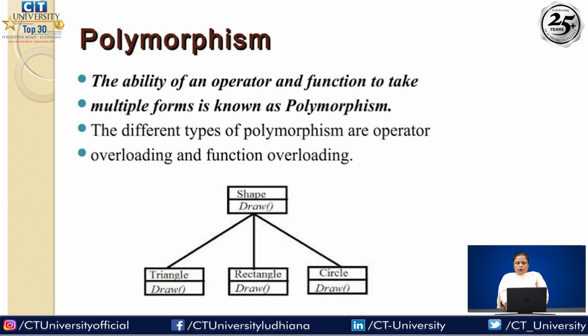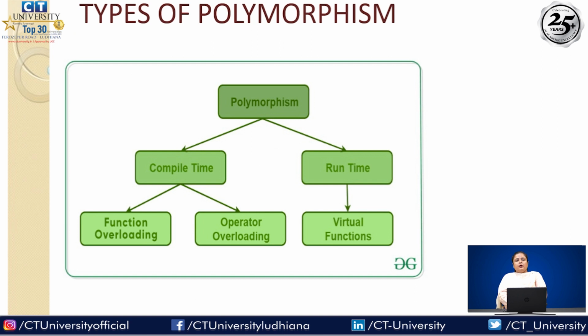We have two categories of polymorphism: one is compile time and one is runtime. Compile time polymorphism is also considered early binding, also considered static binding. It means the function is resolved before the execution of the program.